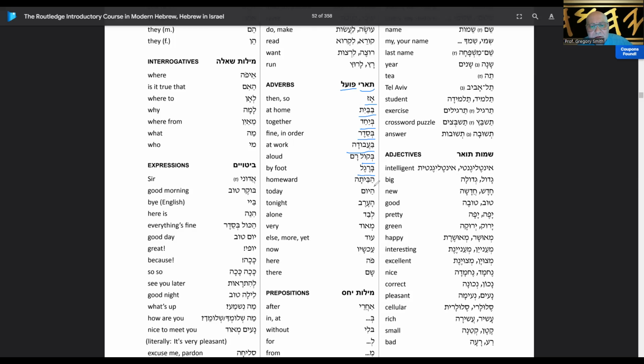Baregel, by foot. Bayita, notice that hey of direction there. The hey of direction is like going toward home, homeward. Hayom, today. Levad means alone. Me'od means very. Od is else, more, yet. Akshav, look at that. Now, po means here, and sham is there.